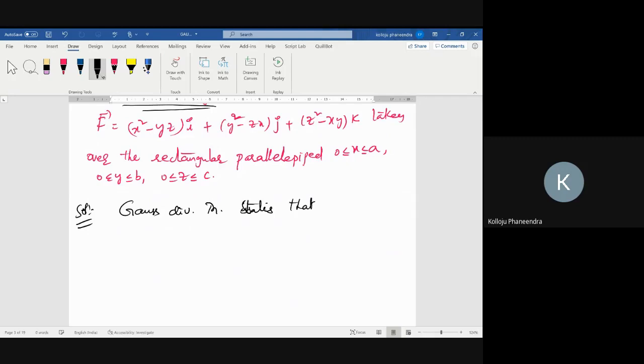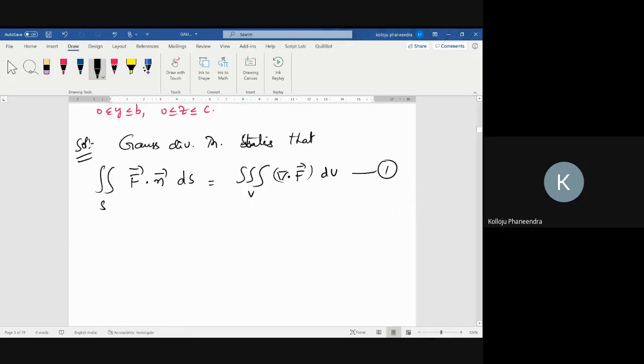Gauss divergence theorem states that the double integral over S of f bar dot n bar dS is equal to the triple integral over V of the divergence of f bar, del dot f bar, dV. Take this as equation 1. Verification means I have to find the LHS integral value and the RHS integral value, and both must give the same answer. That is called verification.